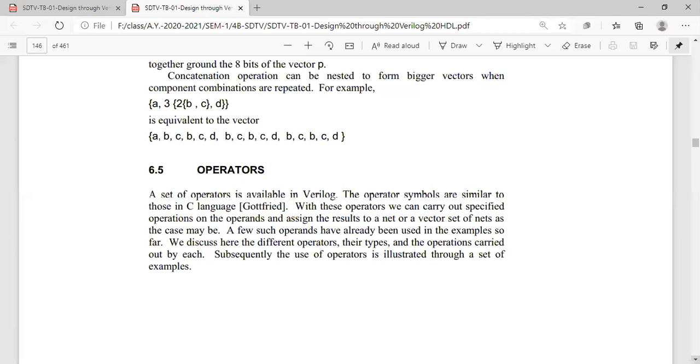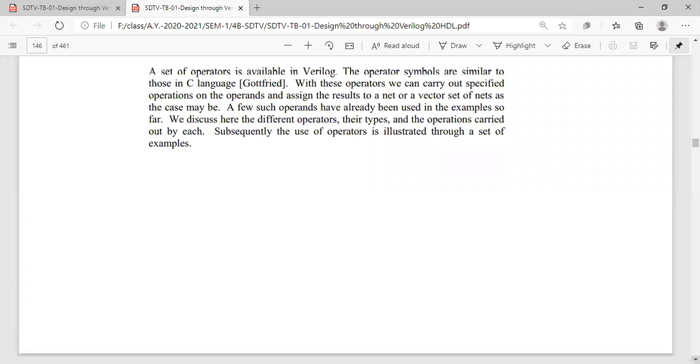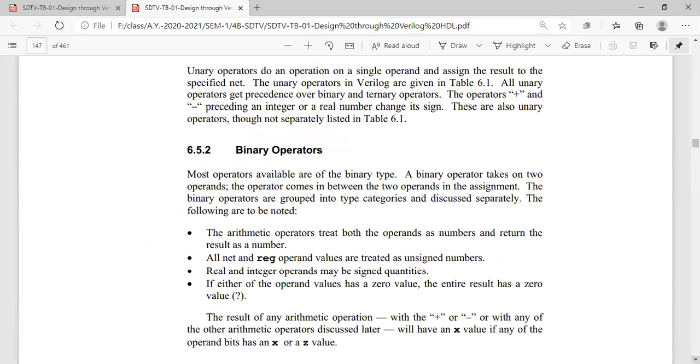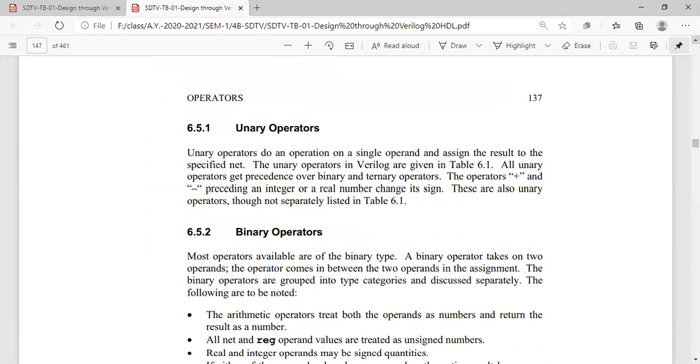So we have some operators also. These operators are similar to those of our C language. Such as unary operators. Unary operators means we will be having a single operand. That means we are using some symbol, either plus or minus, in front of a single variable. Generally we will be using a positive or negative symbol. You can see plus and minus used before integers or real numbers to change their sign.